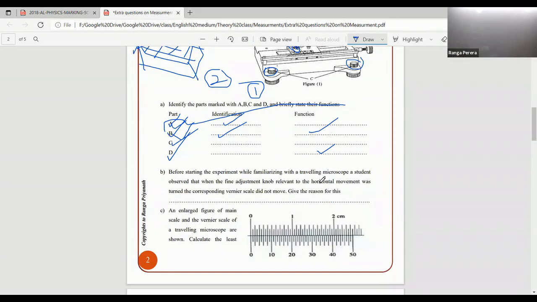Right. This is a 2018 past paper question. Before starting the experiment, while familiarizing with the traveling microscope, a student observed that when the fine adjustment knob relevant to the horizontal movement was turned, the corresponding vernier scale did not move. Give the reason for this. What was the reason?